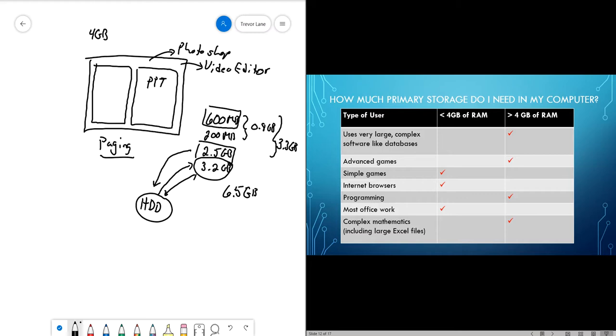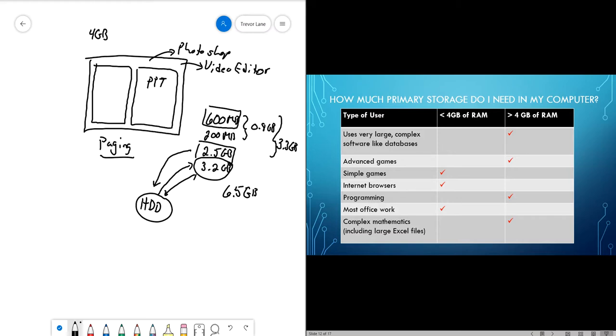So if you're the type of user who does large, complex software use, like databases, things like that, then you're going to need more than 4 gigabytes of RAM. Now, your standard computer nowadays usually comes stocked with about 6 gigabytes of RAM. Advanced games.